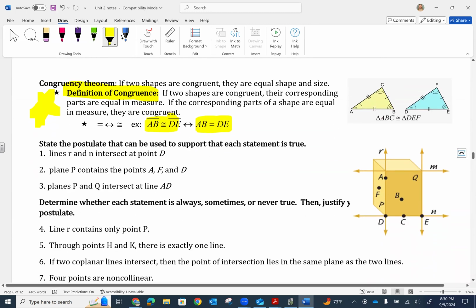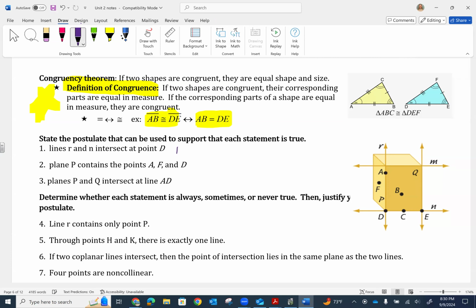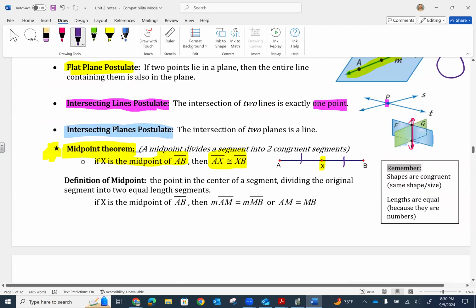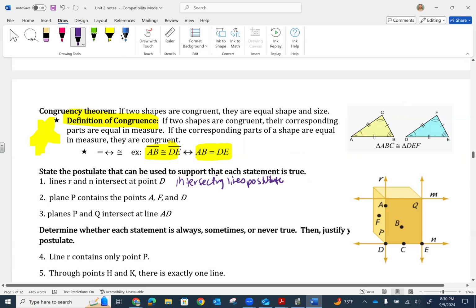So let's talk about which postulate or theorem will help us justify this. Lines R and N intersect at point D. You don't even have to look at the picture. If two lines intersect at a point, what postulate do you know? It's the intersecting lines postulate. I can't spell right this second, but you can copy it from back here. The intersecting lines postulate states that if you've got two lines and they happen to intersect, how do they meet each other? At a point. They don't meet each other at like a social, they meet each other at a point. So how do two lines intersect? As a point.